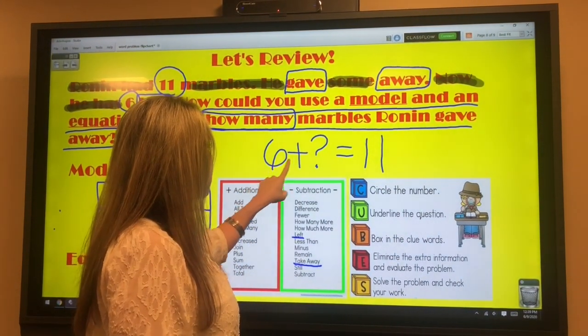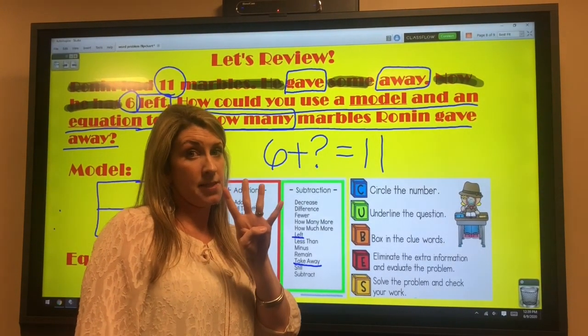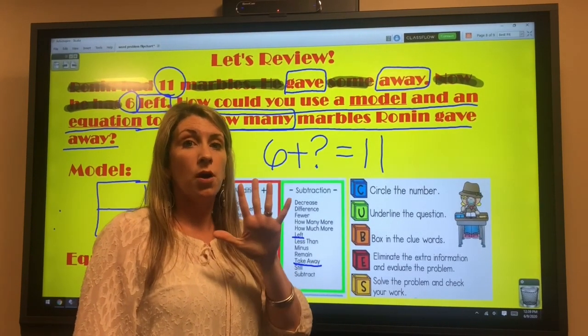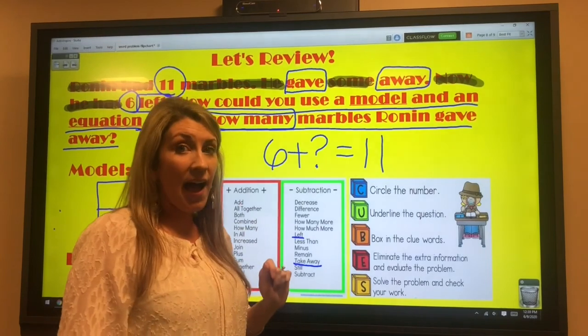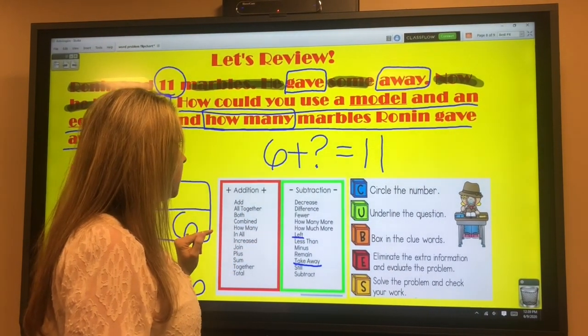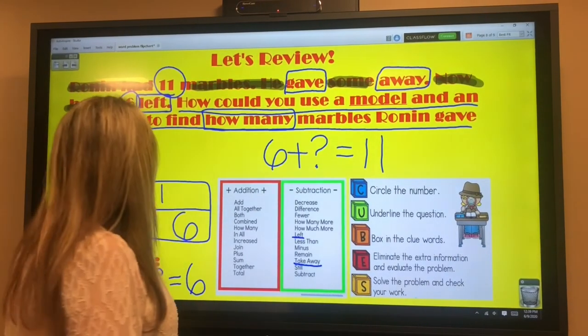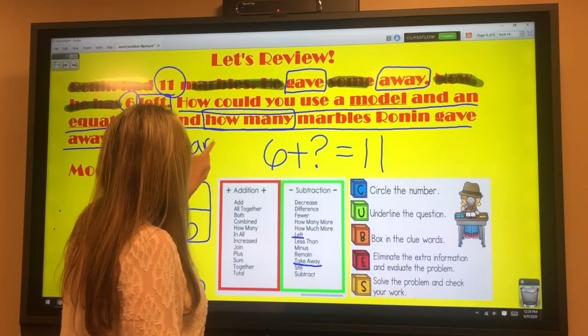I know that 6 plus 4 is equal to 10. 6, 7, 8, 9, 10. Plus 1 more makes 11. So 6 plus 5 equals 11. So how many marbles did Ronan give away? 5 marbles.